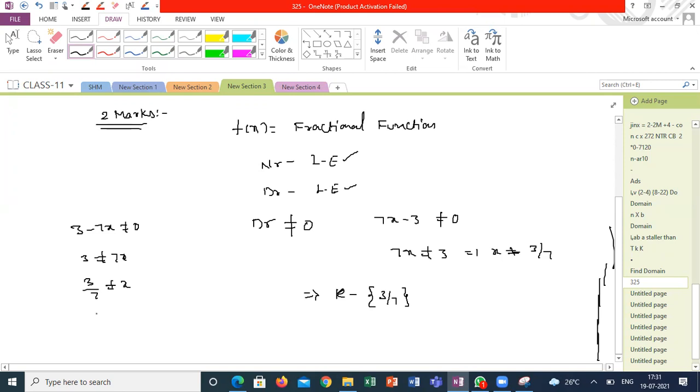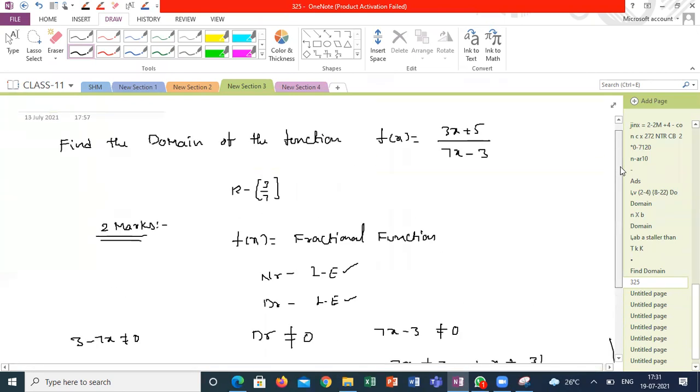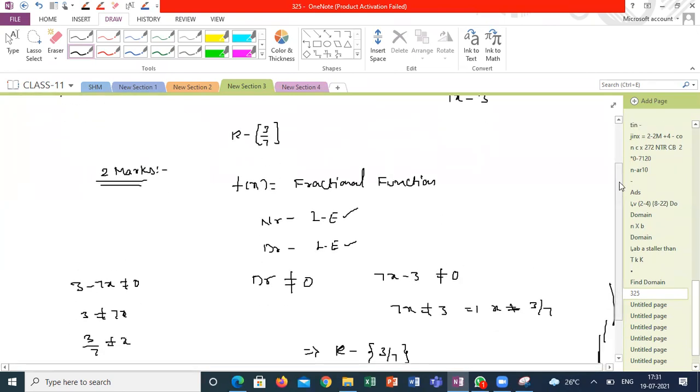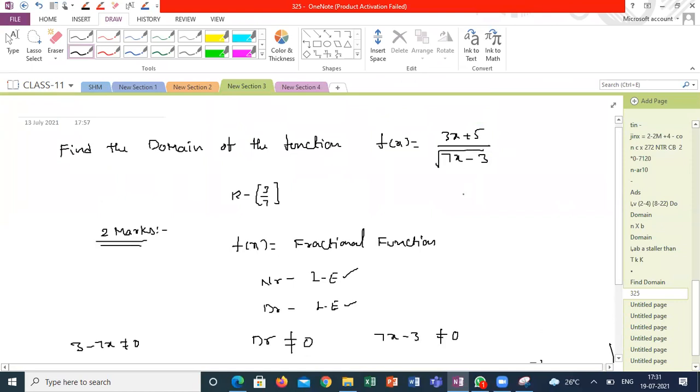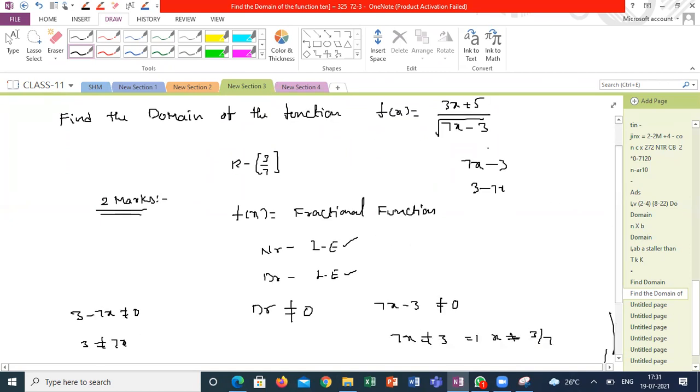Sir, but for some value of x, denominator can be negative, right? Yeah, it is not under the root now. See, here only one condition. If it is giving root, then your 7x minus 3 and 3 minus 7x can be different domains. But it is without the root, so you will get the same domain.